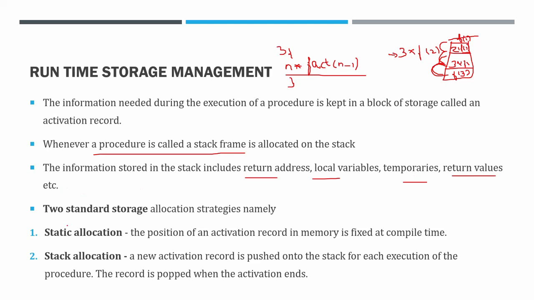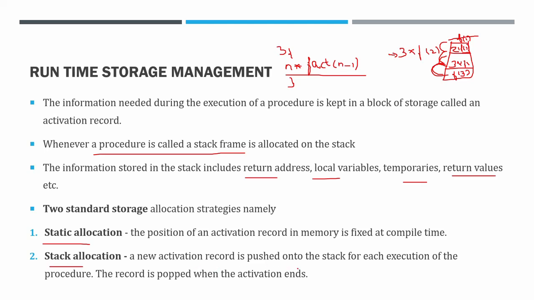The two standard storage allocation strategies that we have are static allocation and stack allocation. In static allocation, the position of the activation record in memory is fixed at compile time itself. When we go for stack allocation, if I want to create any new activation record, I'll be pushing that onto the stack, which means I don't know how much memory it will be allocating.